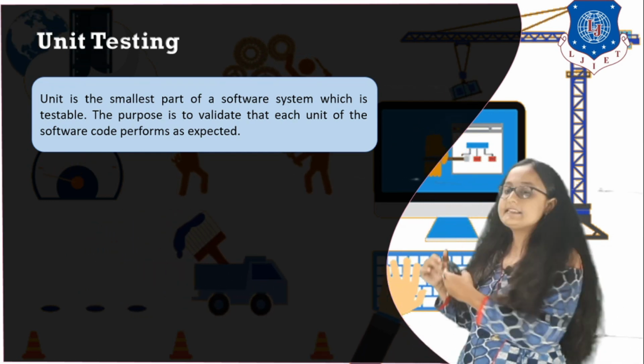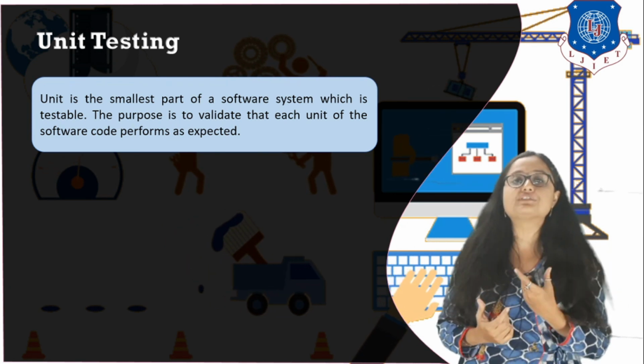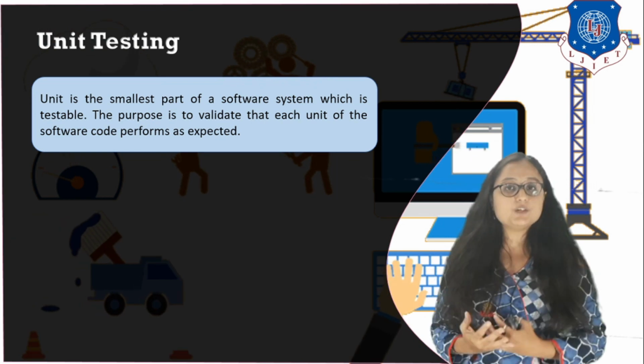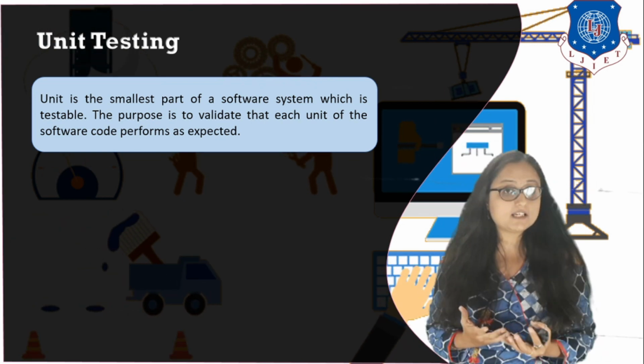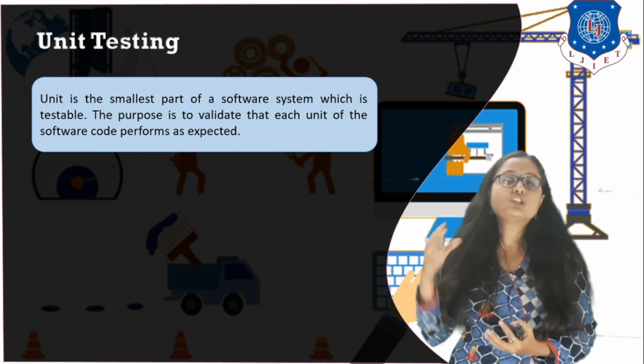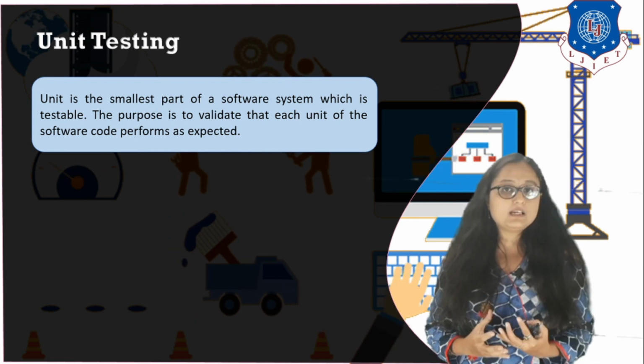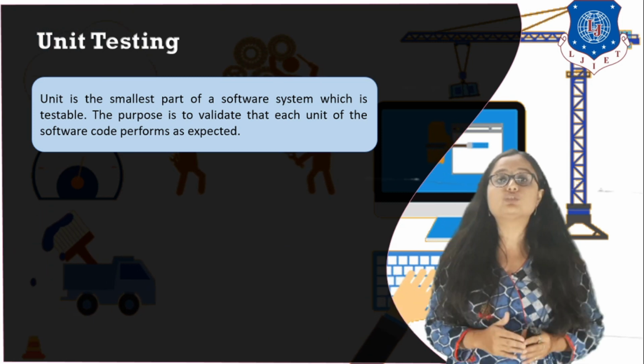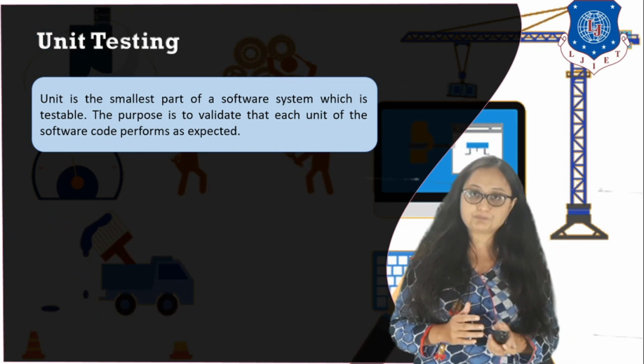So a unit is nothing but a part of software, you can say the smallest part of software which is testable. It means unit testing is a dynamic testing in which you actually run the code, you check for the errors, and you validate that whatever code you have run is according to the expected output, right?